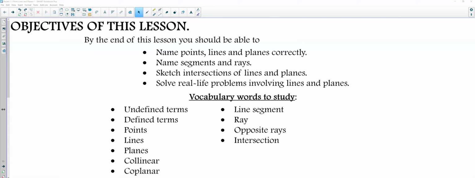Okay, here we go. We have the objectives of this lesson. By the end of this lesson, you should be able to name points, lines, and planes correctly, name segments and rays, sketch intersections of lines and planes, and solve real-life problems involving lines and planes. Vocabulary words to study are listed below. Feel free to pause, rewind, copy down these in your notebooks, and let's go over the definitions of them.